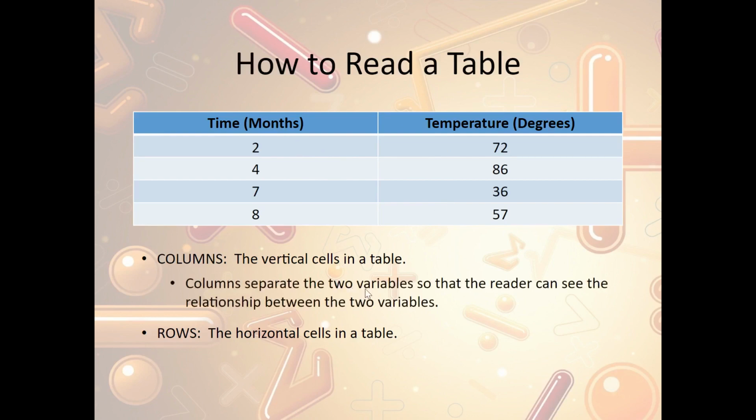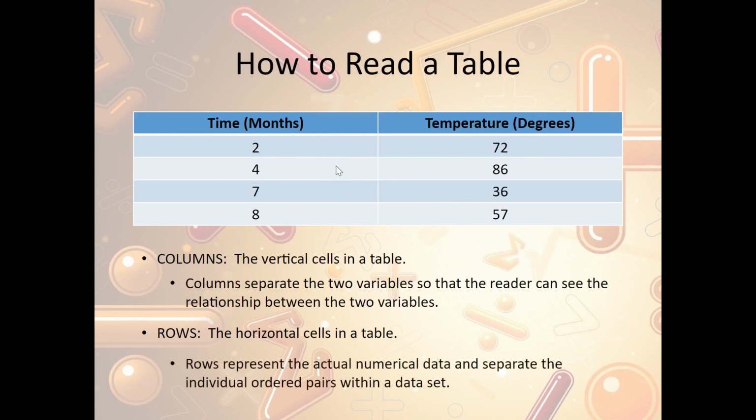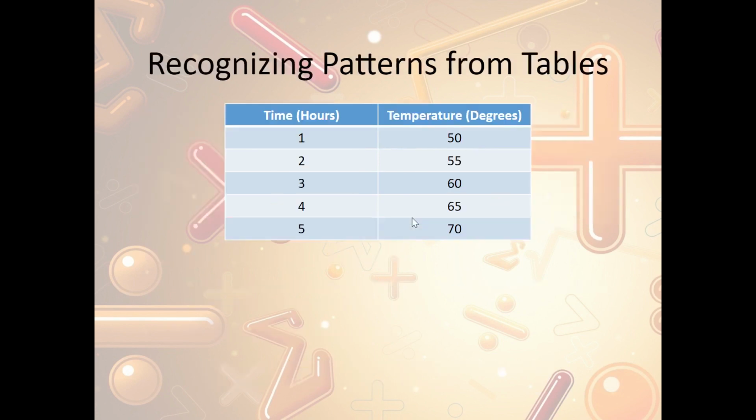Now the columns separate the two variables. So this separates time from months. And the rows separate the actual data. So this is a data point. This is a data point. This is a data point. And this is a data point. So in this case, we're going to try to recognize what pattern we see in the columns. So if we look here at the time, we see that each time we go down one level on the rows, that we're adding 1.